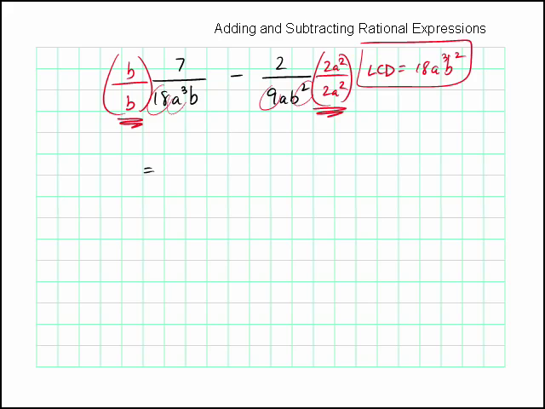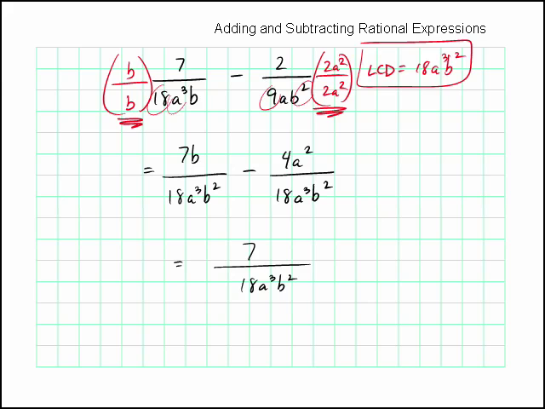Let's multiply here. I've got 7b over 18a cubed b squared minus 4a squared over 18a cubed b squared. I've got my common denominator. I can now combine this into one fraction. 7b minus 4a squared, all divided by 18a cubed b squared. And that will not reduce, and so that is my answer.